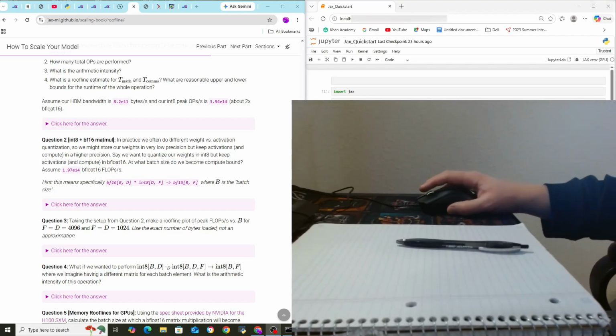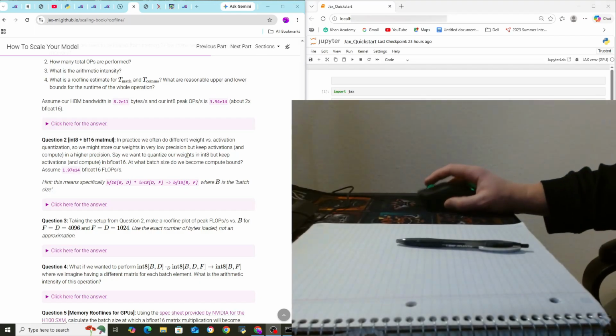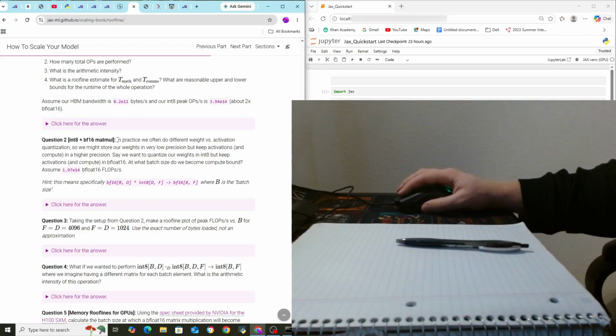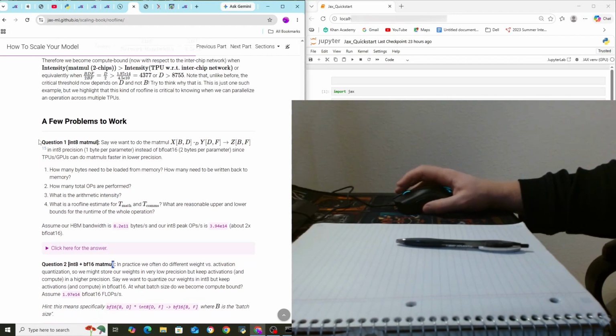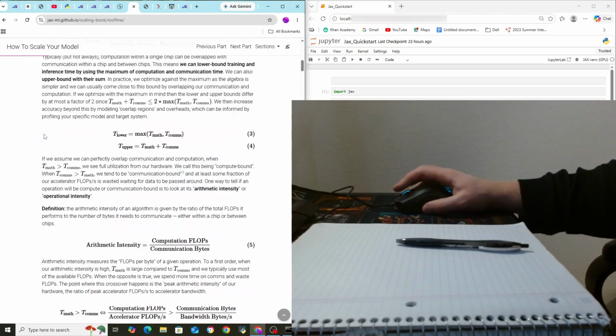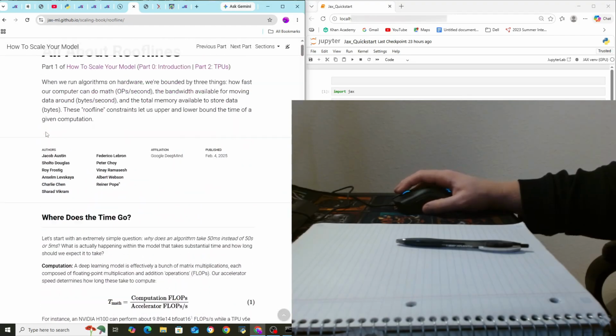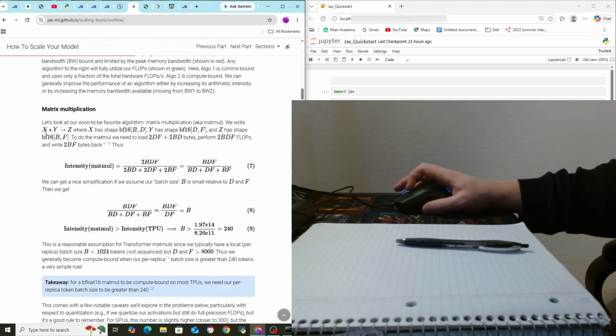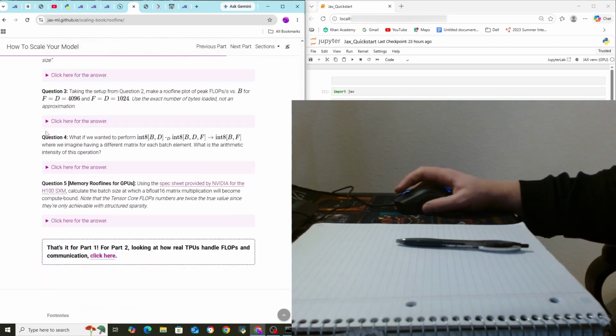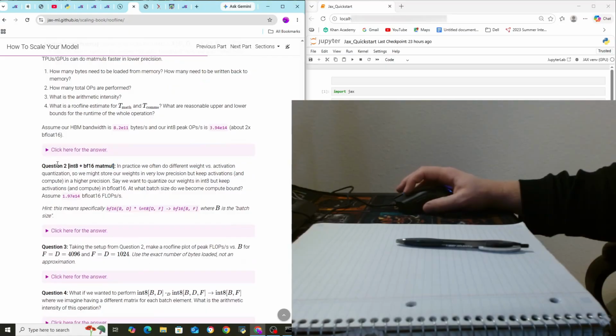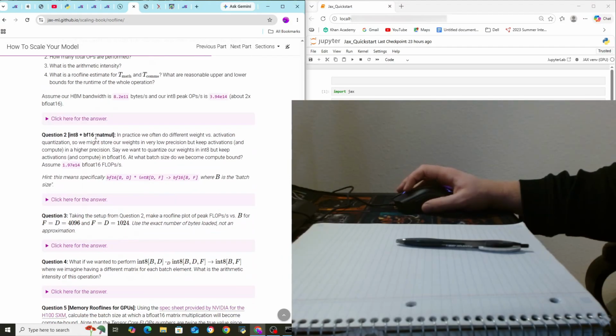Alright, let's do that for now. Alright, let's get right back into it. Question 2, how to scale your model. We learned all about basic roofline, estimations of compute and communication, limitations and stuff. So next thing, question 2, integer plus brain float matrix multiplication.